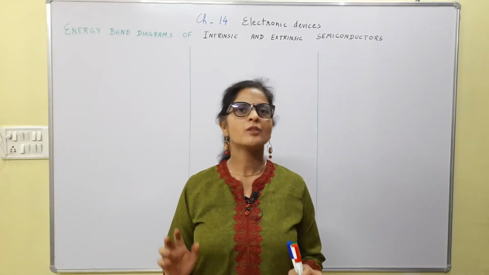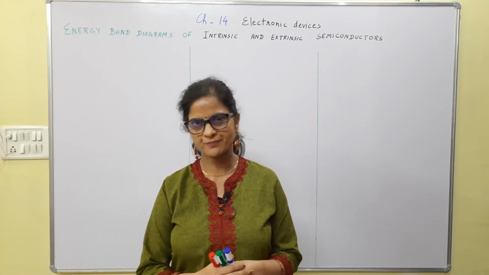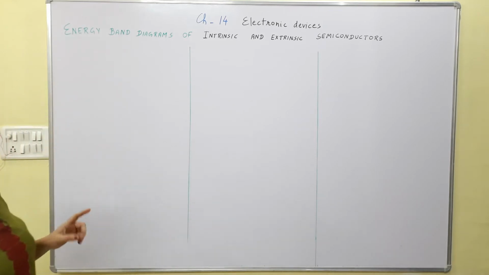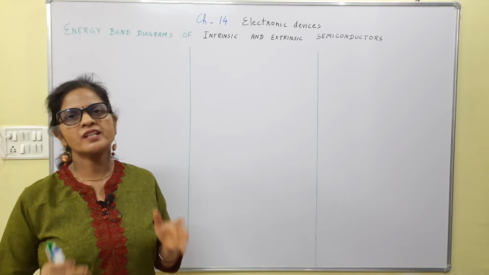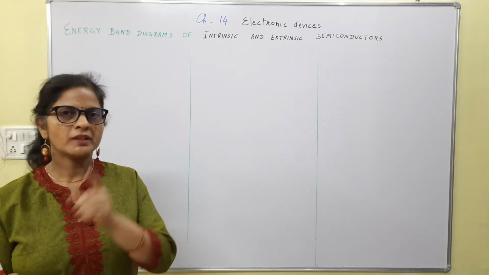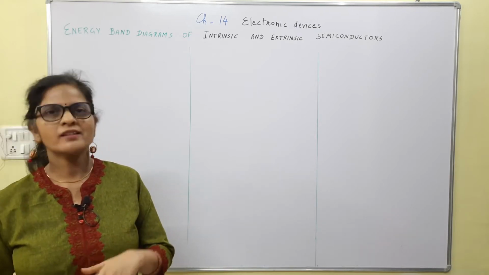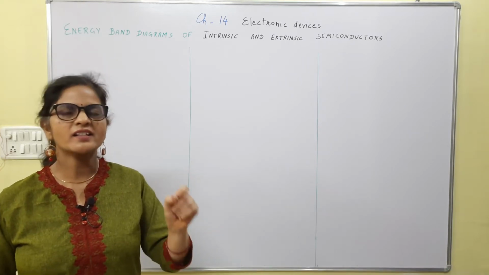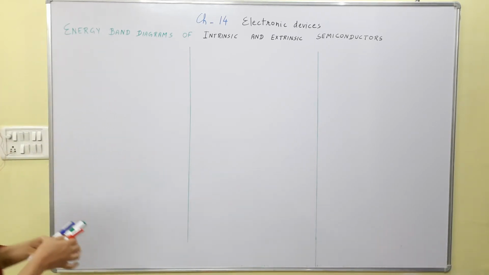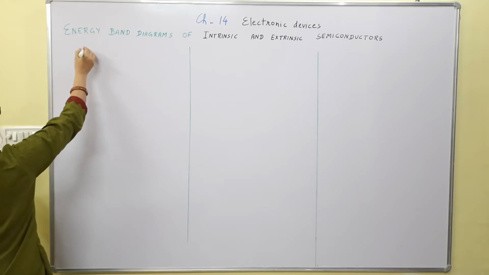Hello everyone. Today we will discuss the energy band diagrams for intrinsic and extrinsic semiconductors. For intrinsic semiconductors, we know that the number of electrons is equal to the number of holes if the temperature is above 0 Kelvin. But at 0 Kelvin, no free electrons are possible and no holes are there. So that's why a semiconductor behaves as an insulator at a temperature of 0 Kelvin. Right? So we are talking about temperature at 0 Kelvin first of all in case of intrinsic semiconductor.